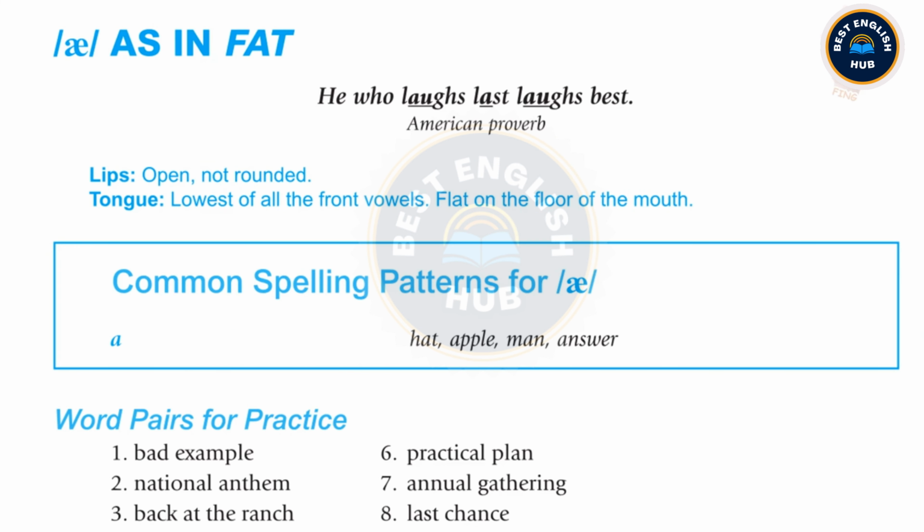As in fat. The lips are open, not rounded, and the tongue is in the lowest position of all the front vowels. The tongue is flat on the floor of the mouth. The common spelling pattern for this sound is the letter A, as in hat, apple, man, and answer.